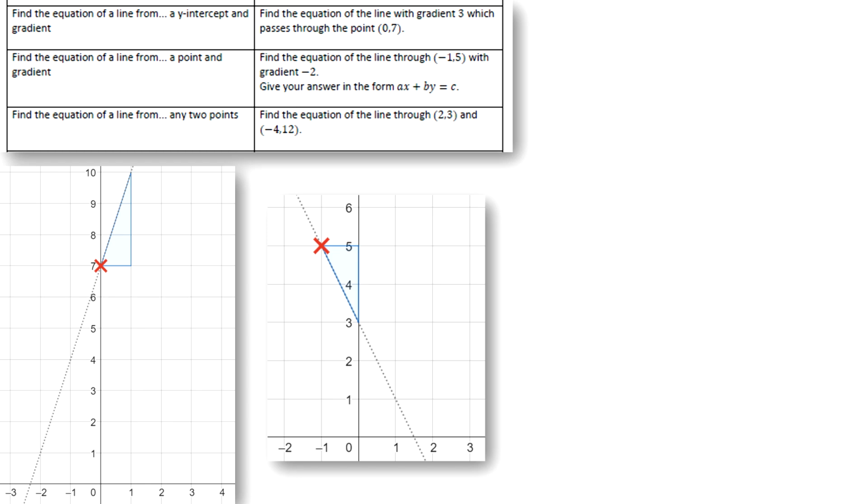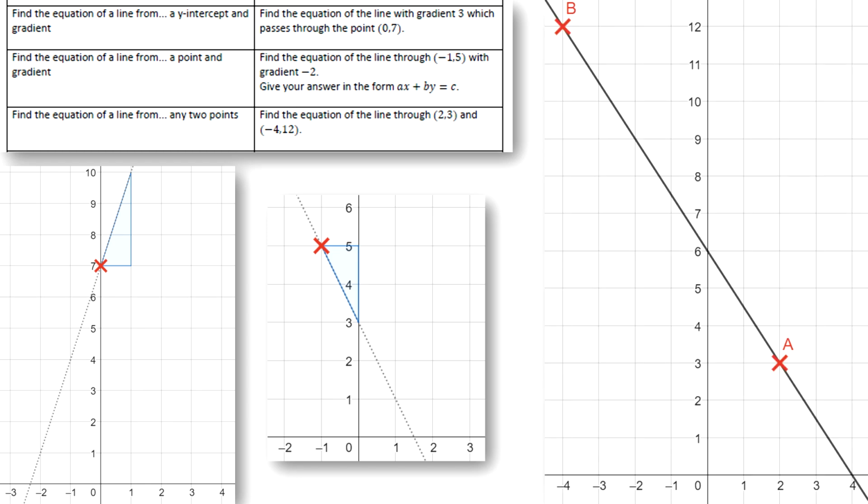Now the last one is where they've not given you the gradient at all. All they've given you is the 2 points. You might recognize those 2 points from the earlier questions, so you get to reuse some of your diagrams. If we need the equation of this line, there are 2 elements to that. We need the gradient, which you might have calculated previously, and you need the y-intercept. That's the best way to create the equation of a line from something like this.